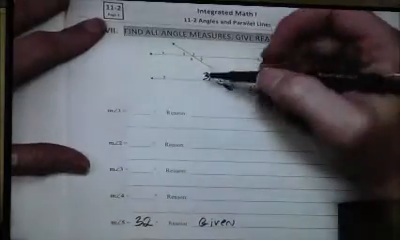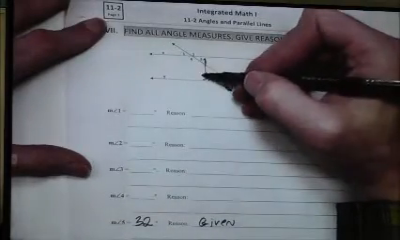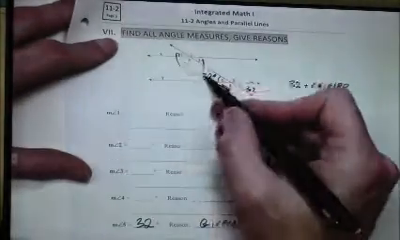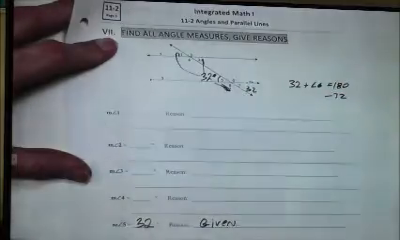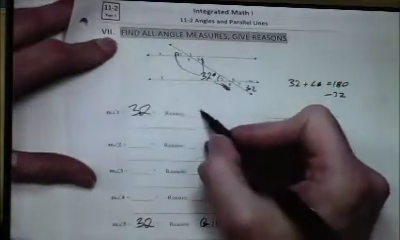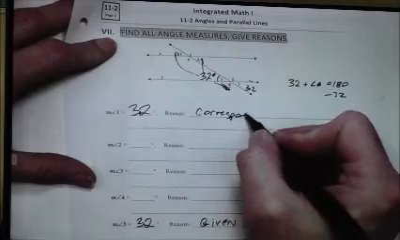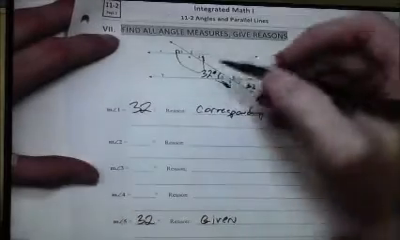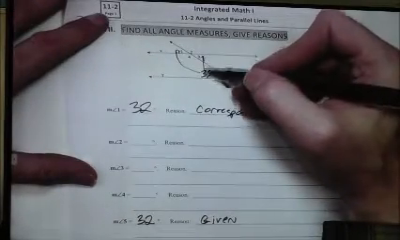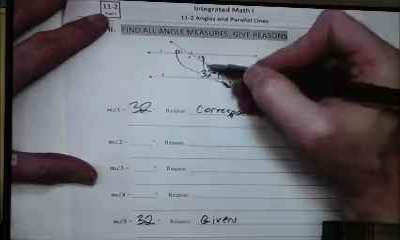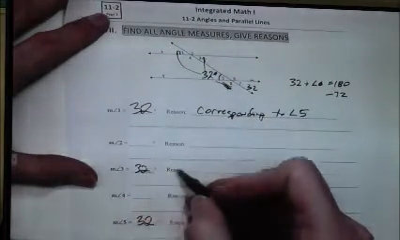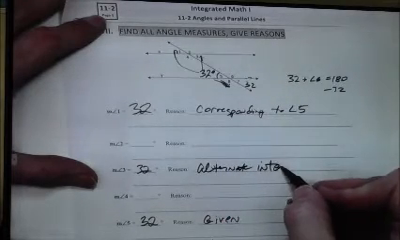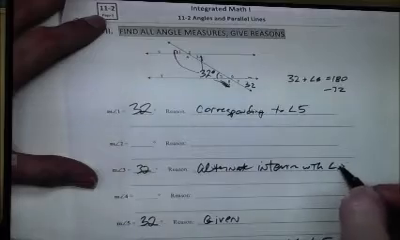When we come to the other 4 now, the easiest ones are 3 and 1 because they're equal to each other. So 1 and 5 are corresponding, and corresponding ones are equal, so let's say that, 32, and we say corresponding to angle 5. And it's equal with 3 because for 3, these are alternate interior angles. So 3 is 32 degrees because alternate interior with angle 5.